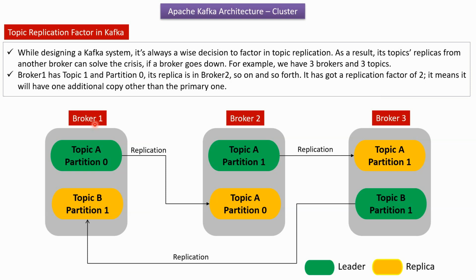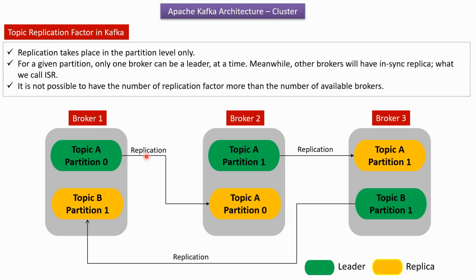Suppose this broker 1 crashed. In this situation, partition 0 of topic A of broker 1 is not available, but its replica is available in broker 2. So this replica will become the leader, and after that any messages published to partition 0 of topic A will be handled by this one. Replication takes place at the partition level only. For a given partition, only one broker can be the leader at a time. Meanwhile, other brokers will have in-sync replicas, and it is not possible to have a replication factor greater than the number of available brokers.